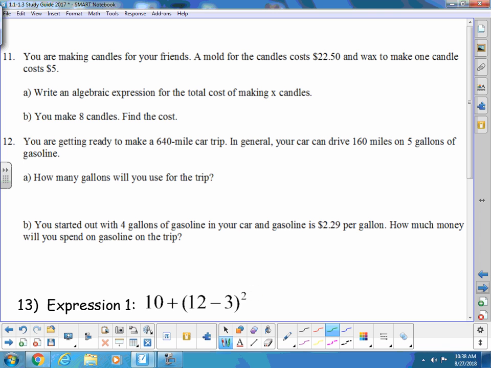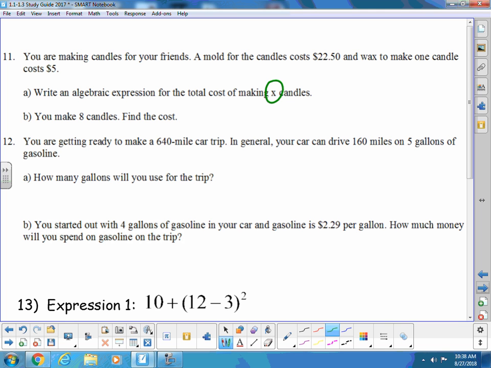Couple word problems. You are making candles for your friends. A mold for the candles costs $22.50, and wax to make one candle costs $5. Write an algebraic expression for the total cost of making X candles. Now, first of all, very specific here. It tells us what variable to use. If you do not use the appropriate variable, if you make up your own on quiz day, I will take a point off. So will the state test, if they tell you a variable to use, by the way.